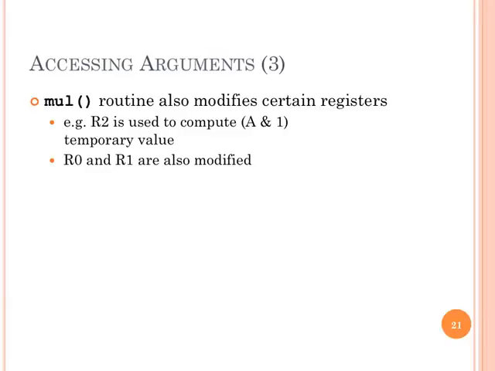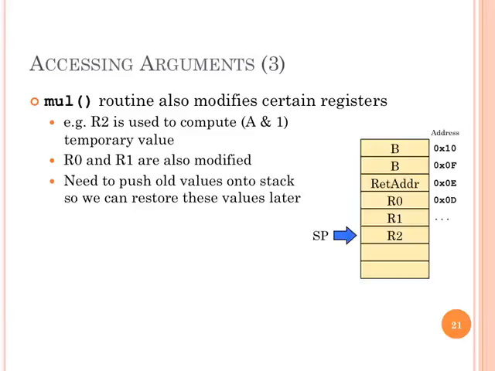Now multiply does modify registers. I was mentioning before, R2 is used for A and 1. We have to compute that somewhere. R0 and 1 will be modified. So it'd be nice to push those things onto the stack as well, because I'd like the caller to think, I invoke this routine, and then I don't see any changes except for my answer shows up somewhere. So you'd like the caller to truly see the subroutine as a black box.